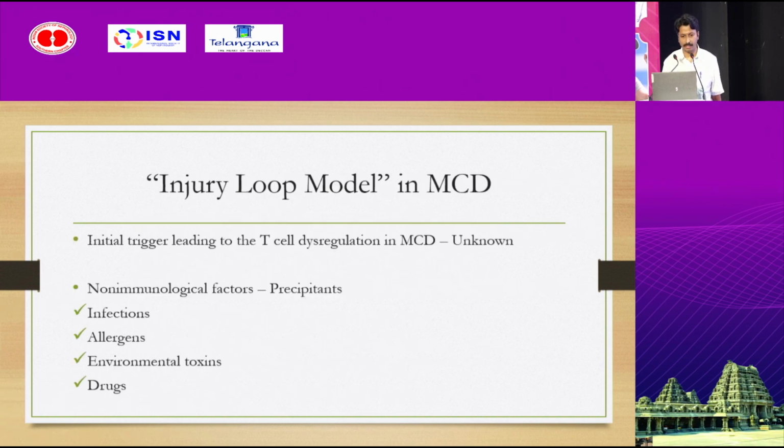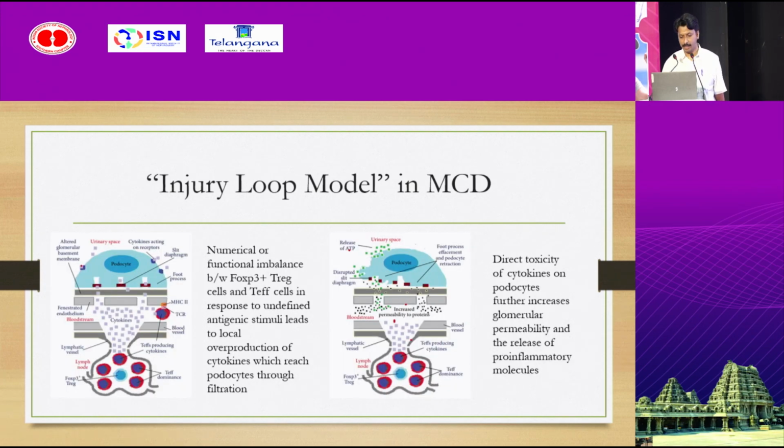So, the initial trigger is unknown. There are multiple postulates and multiple precedents like infections, allergens, toxins, and drugs which can set into motion multiple downstream pathways. In genetically predisposed individuals, there is a numerical or functional imbalance between the FOXP3 positive Treg cells and the T effector cells. In response to an undefined antigenic stimulus, it leads to overproduction of cytokines which reach the podocytes through filtration. These cytokines have a direct effect on the podocytes, causing damage to the podocytes and increasing the glomerular permeability.